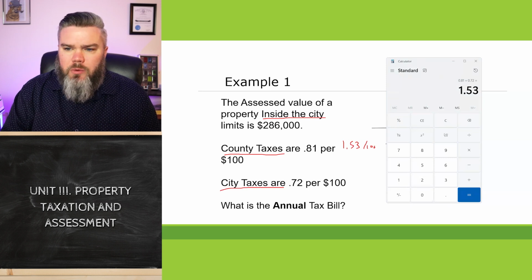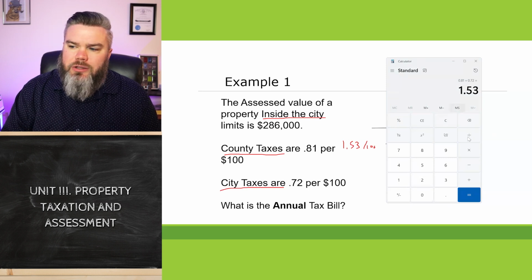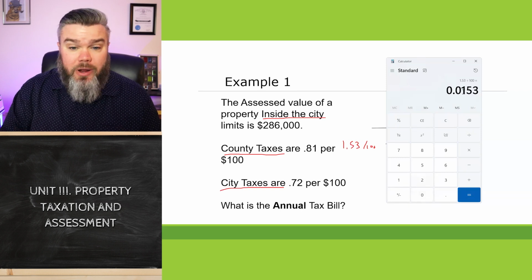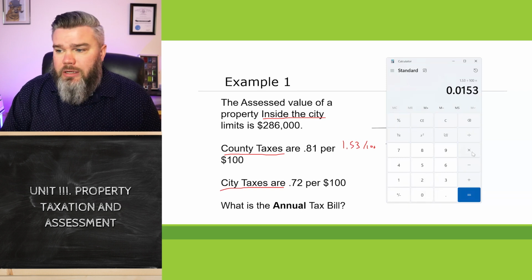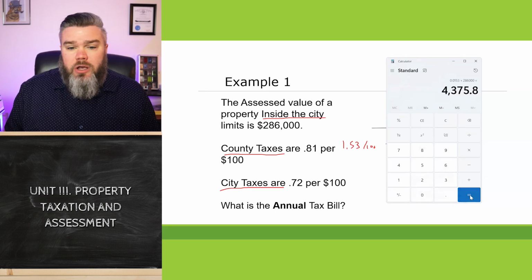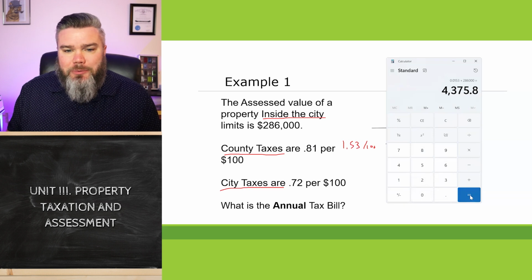Okay, well, I told you what I really like to do is I like to just divide by 100, and that converts it to a per dollar rate. Per dollar rate times your assessed value of $286,000. $4,375.80 is your tax bill.